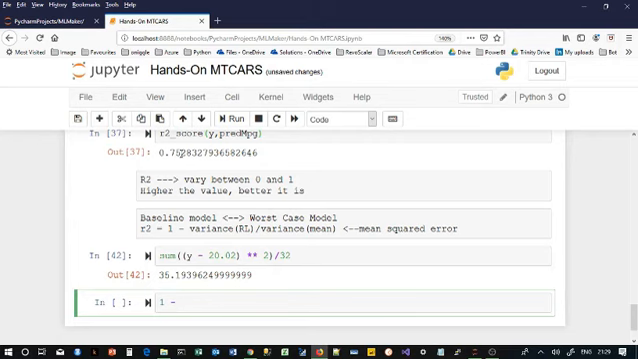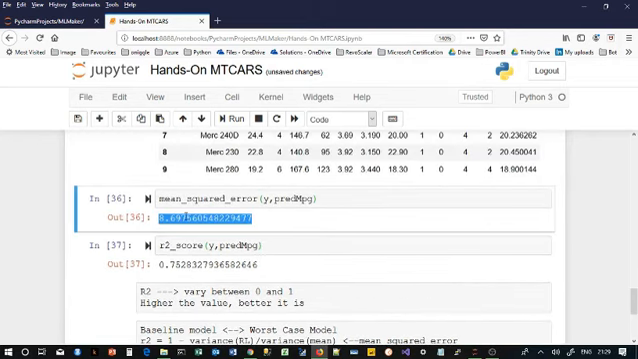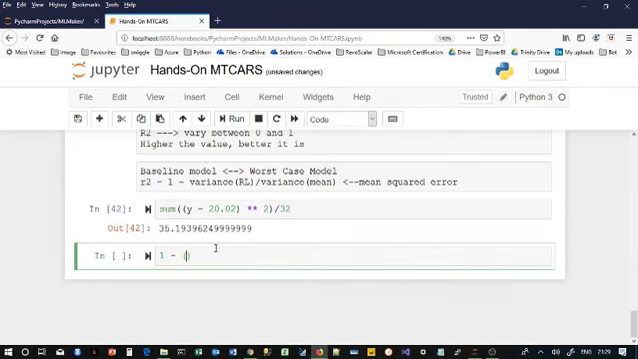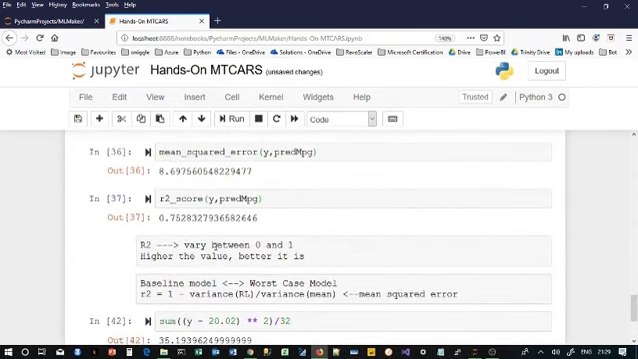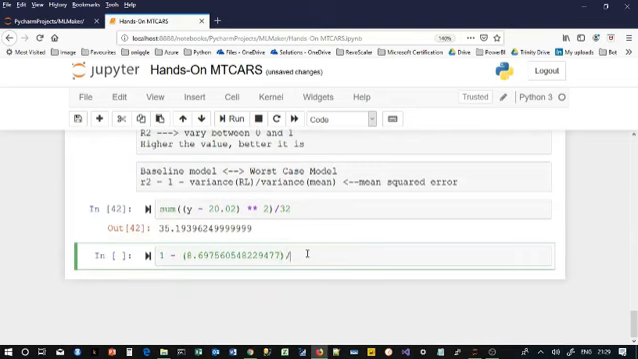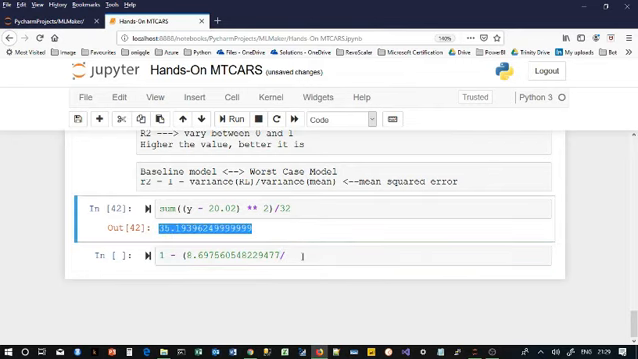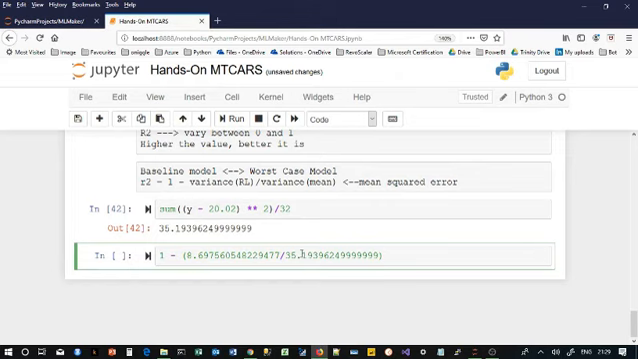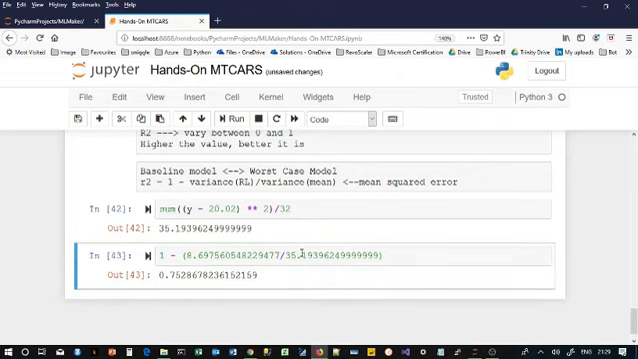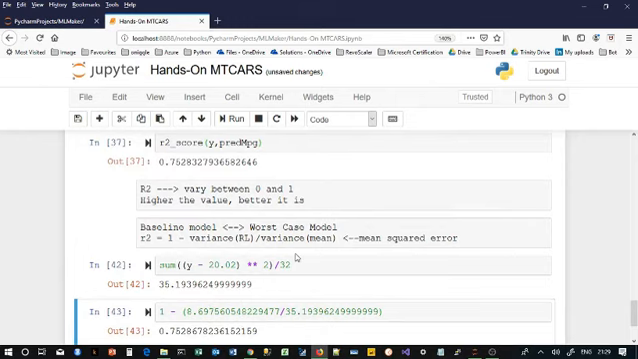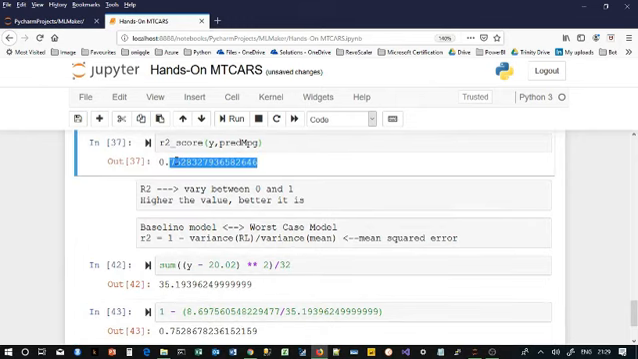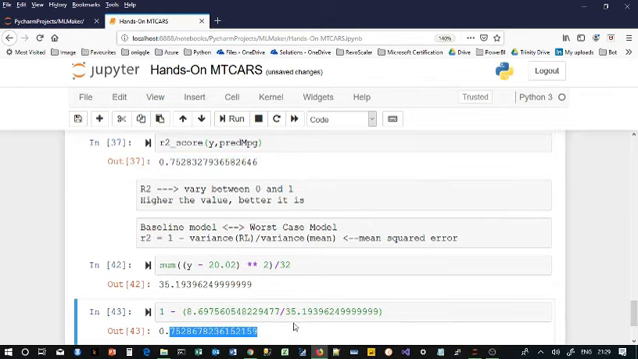So what I could do is subtract the mean squared error divided by this, and I get 0.75 with some approximation. So as you can see, the R square that I obtained here is pretty close to it. I did a little bit of approximation on the mean value, hence it's slightly off, but you can see this is how R square is calculated.